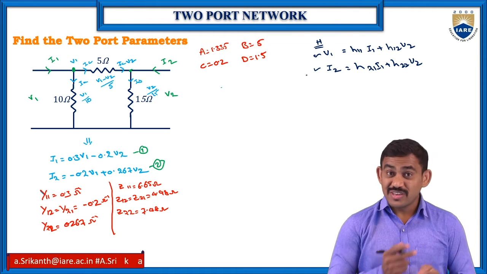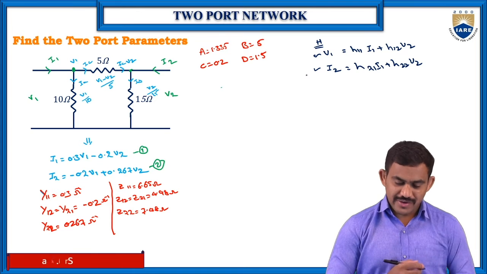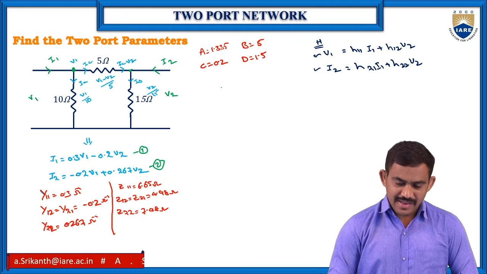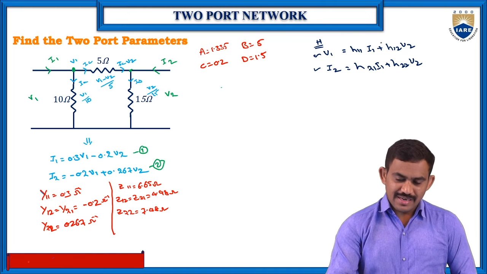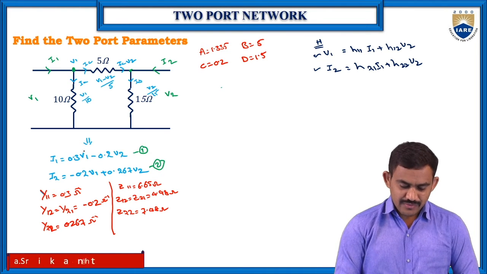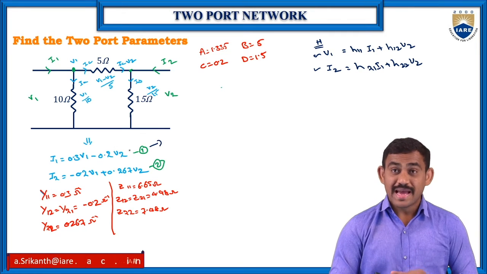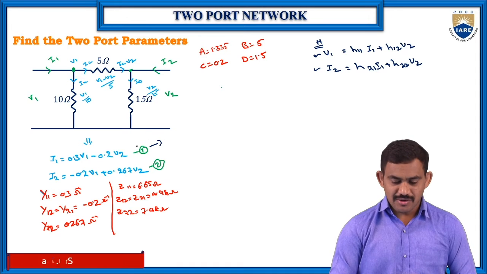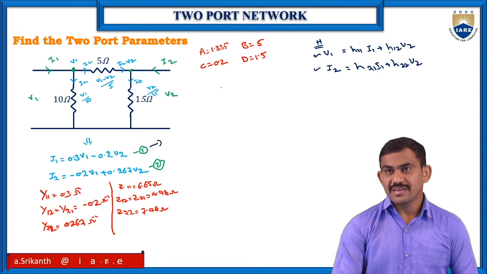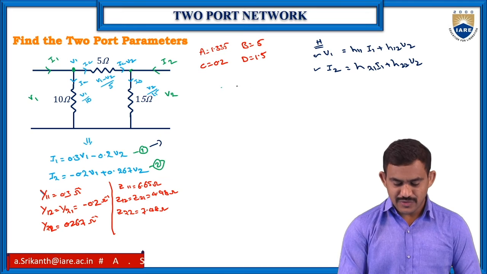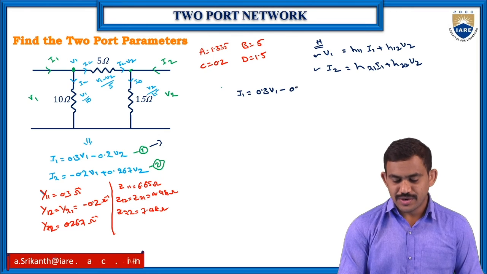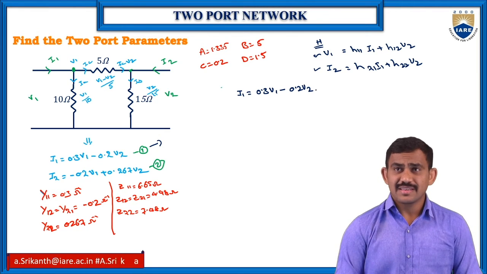Then compare with your two equations. Which equations do we have? Two equations. Just compare the two equations and write the values. If you observe I1, V1, V2, you can match with your first equation of Z parameters. So just match equation number 1 now, in form of V1, I1, V2. The equation which we have here means I1 equal to 0.3 V1 minus 0.2 V2. This is your I1 equation.